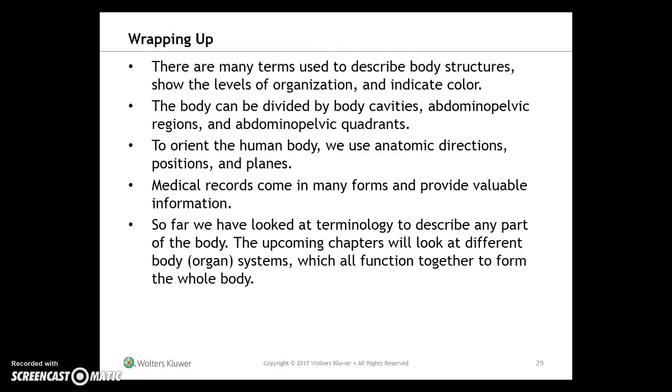So let's wrap this up. There are many terms used to describe body structures, to show the levels of organization, and to indicate color. And the body is divided by body cavities, abdominopelvic regions, and abdominopelvic quadrants. So it's very important to learn each of those, and then all of the names of the sections within each of those areas. We need to orient the human body, so when we're describing where something is occurring on the human body in the medical record, we use anatomic directions, positions, and planes.